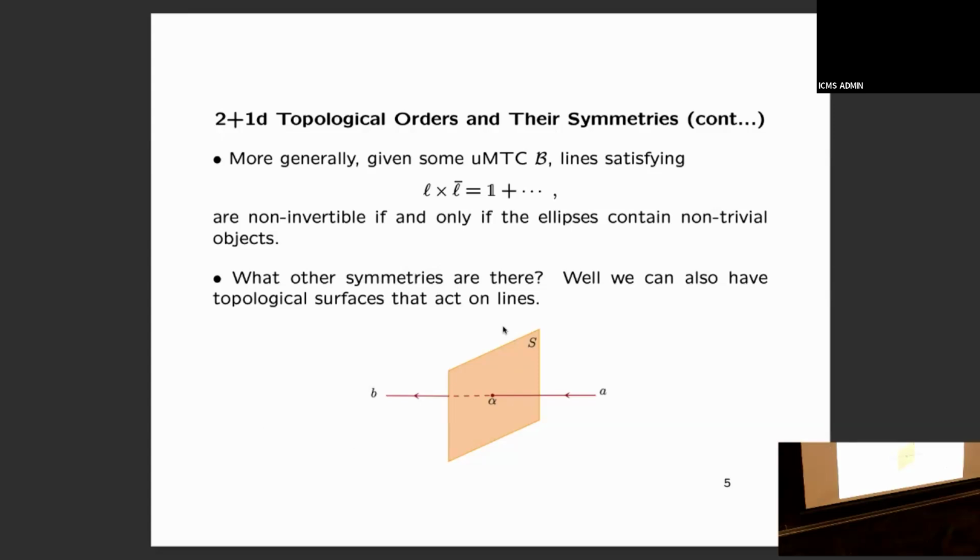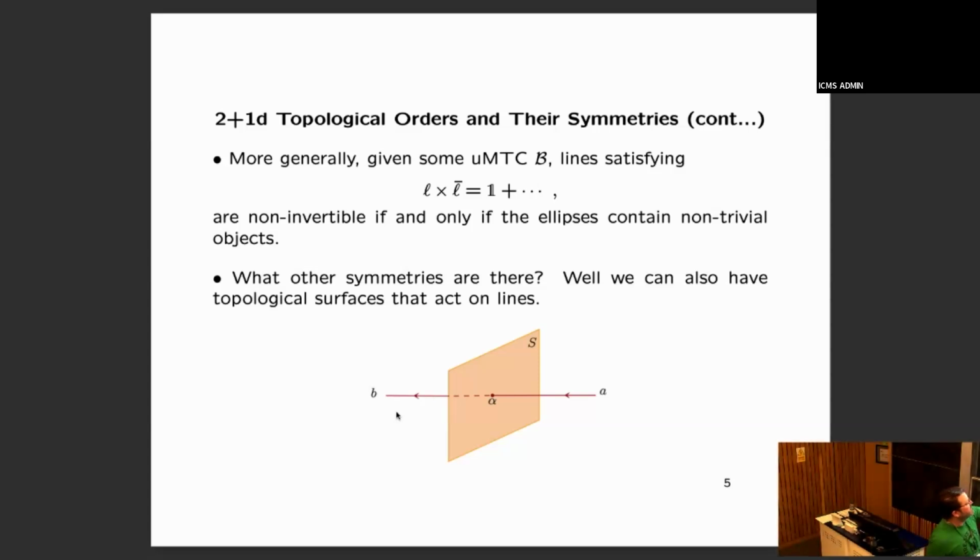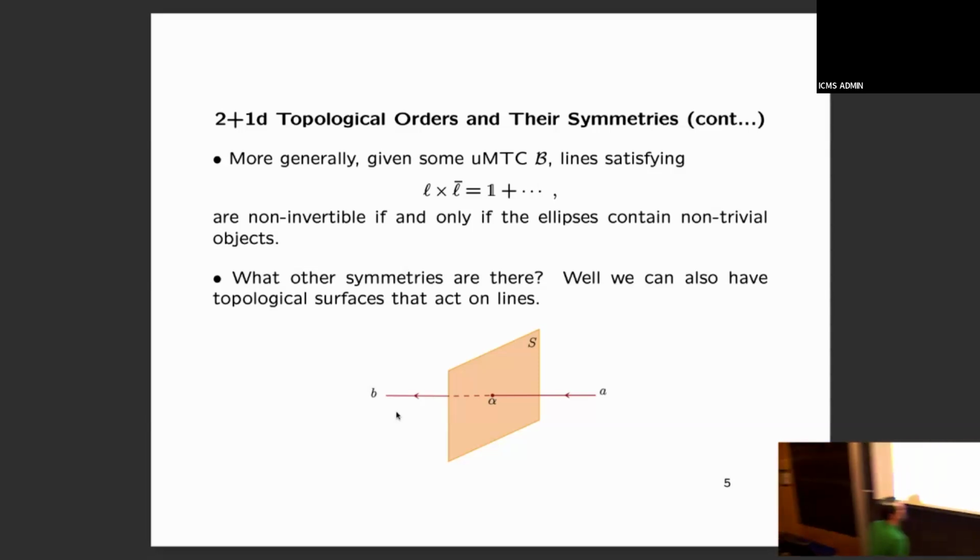A line A could come in and pierce the surface S, and a new line B could be transmitted. So on the surface S, we have some topological junction between the line A and the line B. In general, this will be a non-trivial action, and this action may or may not be invertible. Invertible actions correspond to cases where, given a particular A, there's a unique B that appears. But more generally, we'll see that there are lots of examples where, given a line A, there can be lots of different lines B that appear. Maybe I won't write an example yet.